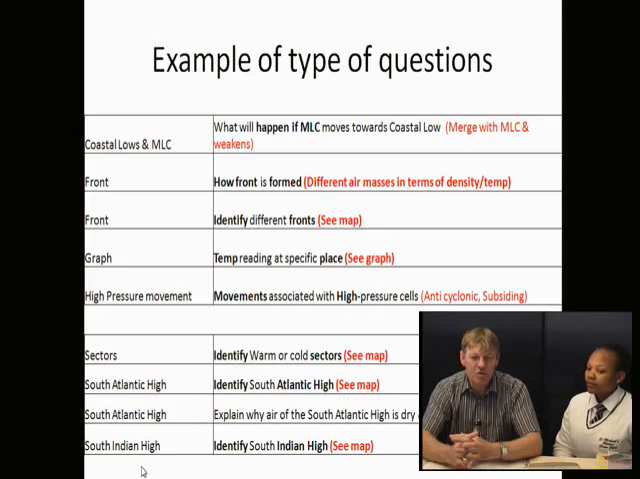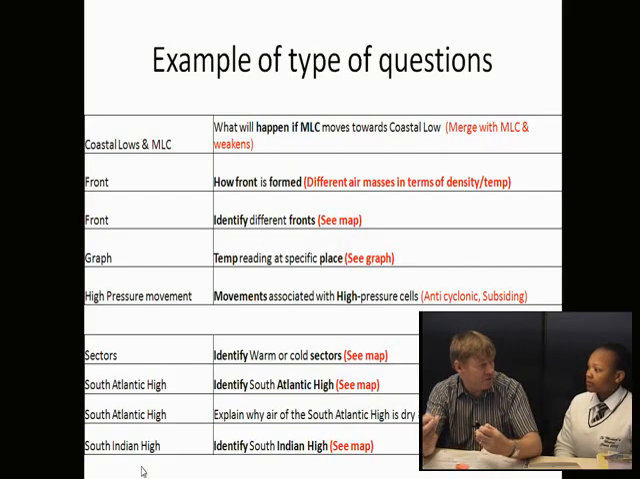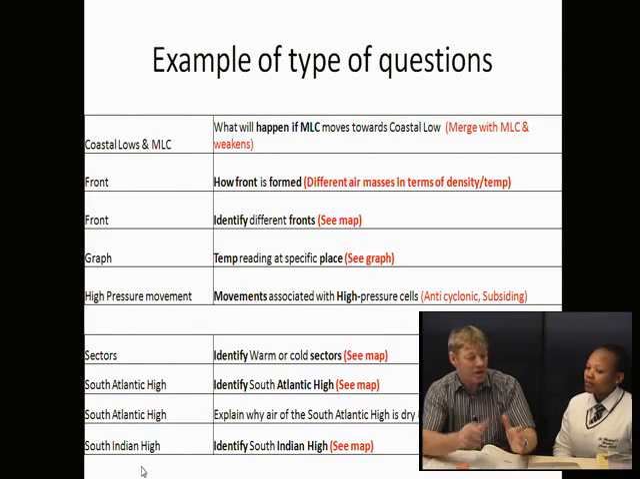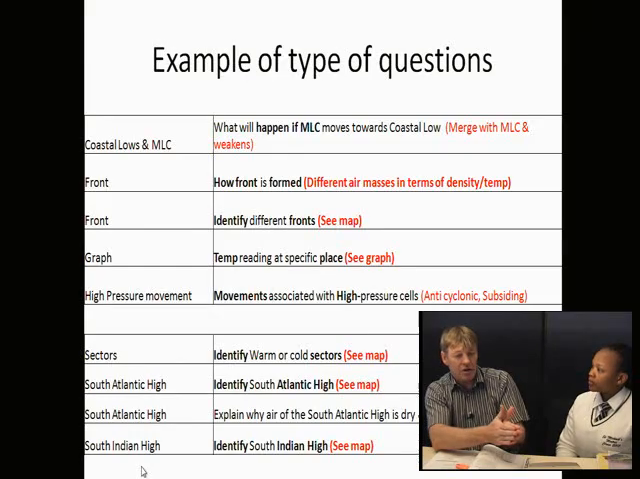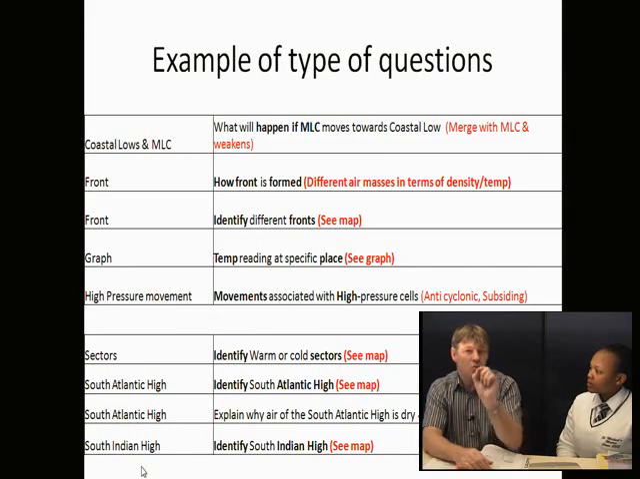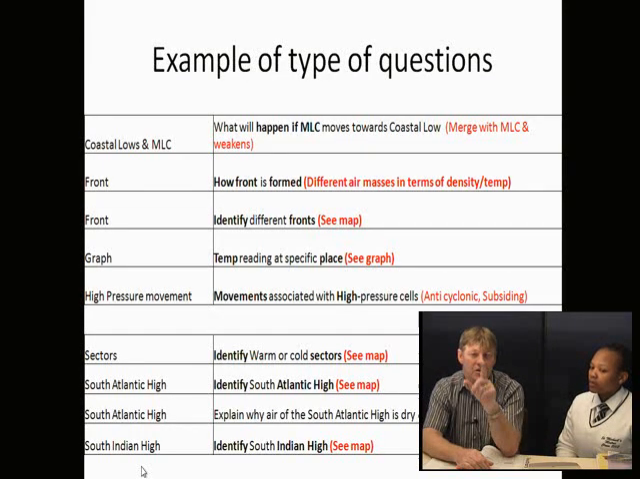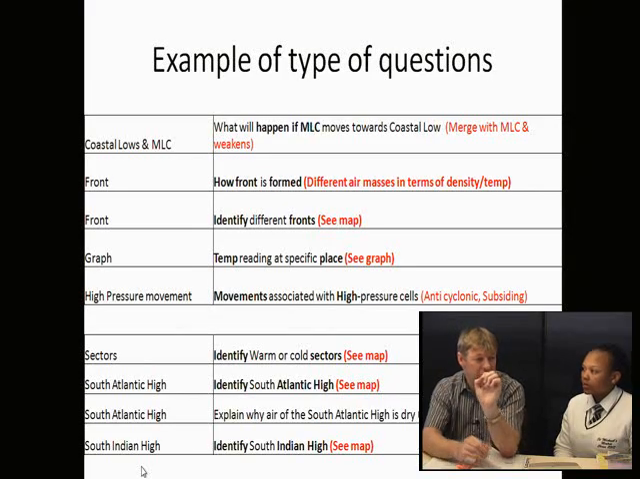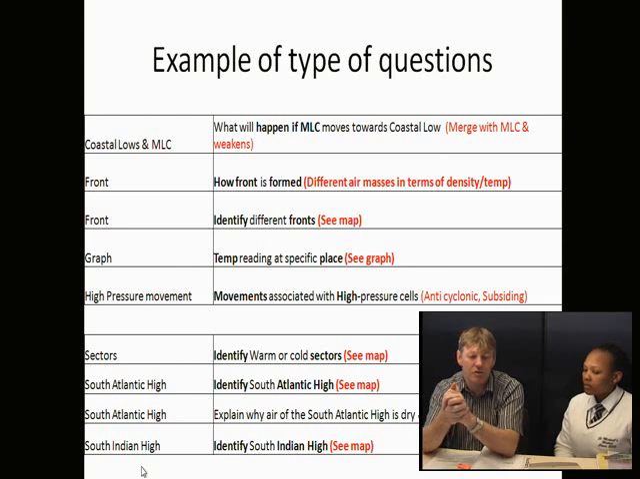So the first question was, what will happen if the mid-latitude cyclone moves towards a coastal low? Can you remember the coastal low where we had the berg wind conditions? When the mid-latitude cyclone moves to my coastal low, it weakens my coastal low. So it's important to remember that my coastal low is weakened by the fact that the mid-latitude cyclone moves towards it.